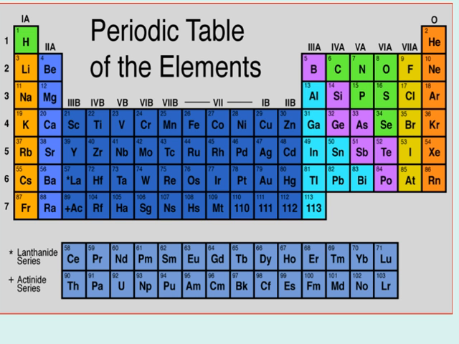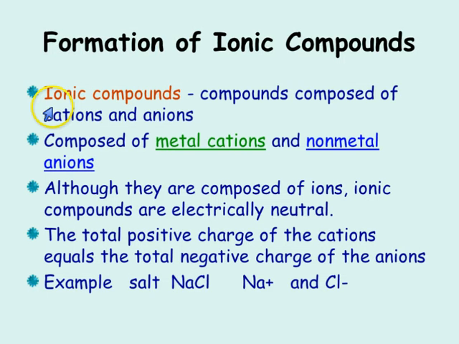So an ionic compound is a compound made up of metals, and here we have the metals, and a nonmetal. Metals and nonmetals, composed of cations and anions. Remember, composed of metal cations and nonmetal anions. Although they are composed of ions, ionic compounds are electrically neutral.